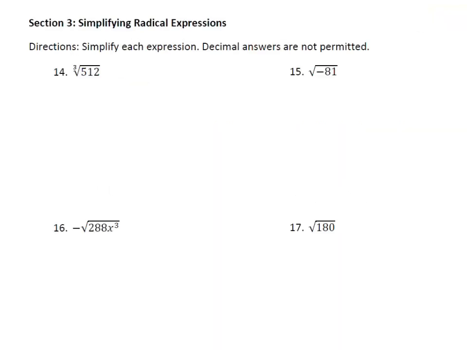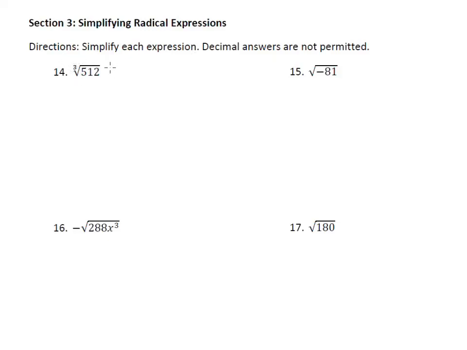All right, section 3, simplifying radical expressions. So directions say simplify each expression, and decimal answers are not permitted. The reason we say that is we don't want you just trying to type this into a calculator. We want you to simplify them by hand. So let's look at 14. We're doing the cubic root of 512.